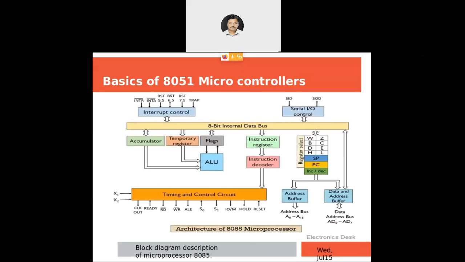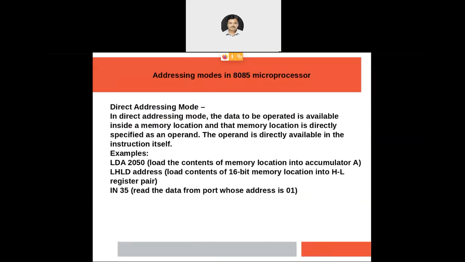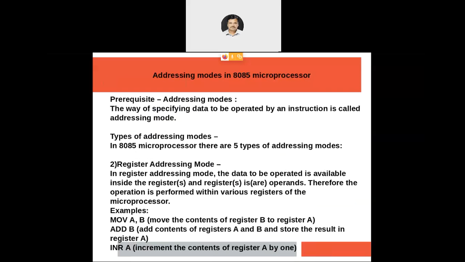These are theoretical. There is a definite question in your ESC or CT1: explain the addressing modes with respect to the 8051 microcontroller. For that, you have to define what addressing modes are. It is nothing but the way of specifying data to be operated on by an instruction. In the case of 8085, there are 5 types of addressing mode, namely register addressing. In that, the content of one register can be transferred to another.